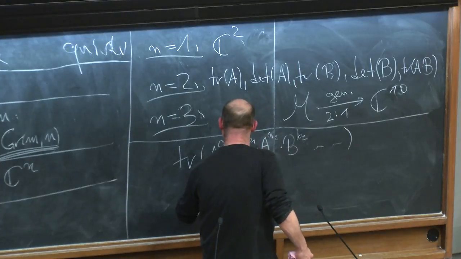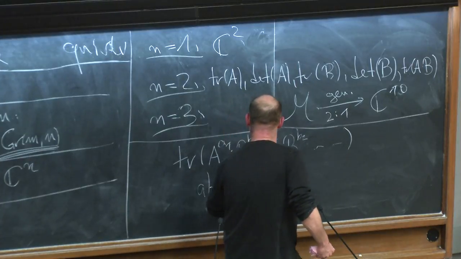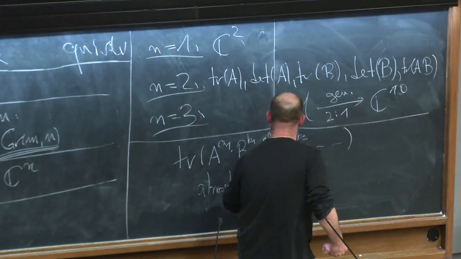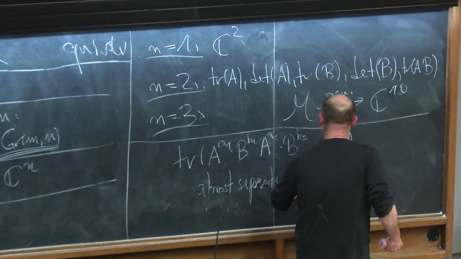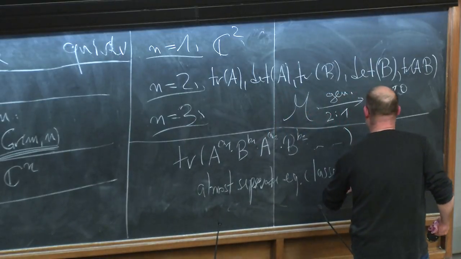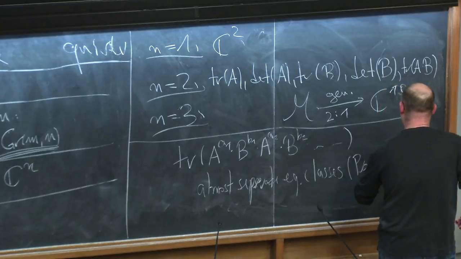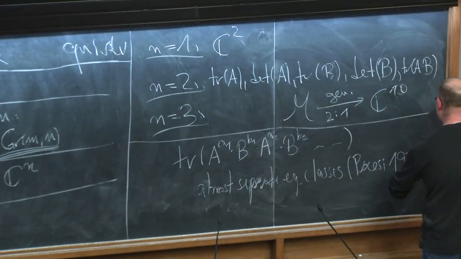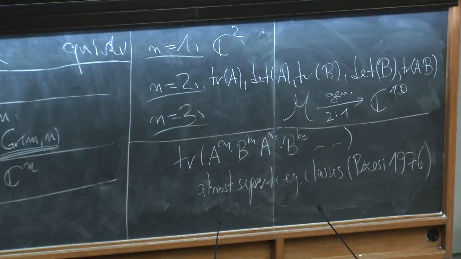So these almost separate equivalence classes, which is the result of Claudio Procesi from 1976. And the proof is classical invariant theory. The proof uses all the invariant theory from the 19th century and brings it to the 20th and 21st century. So it's extremely instructive, this proof.